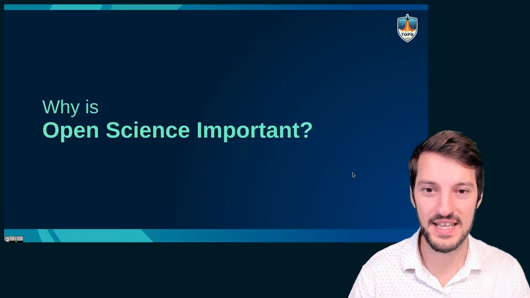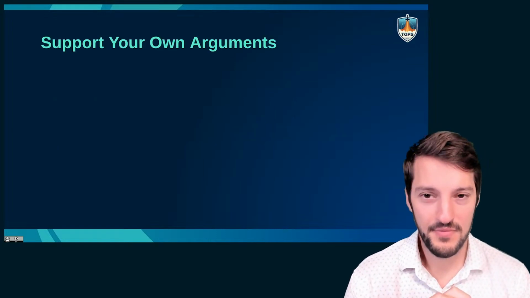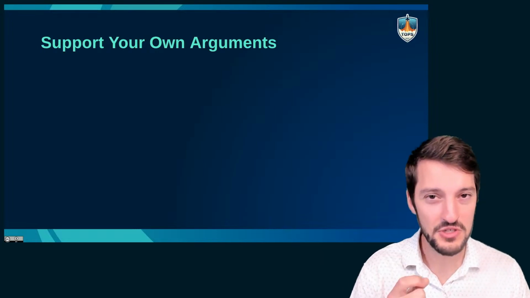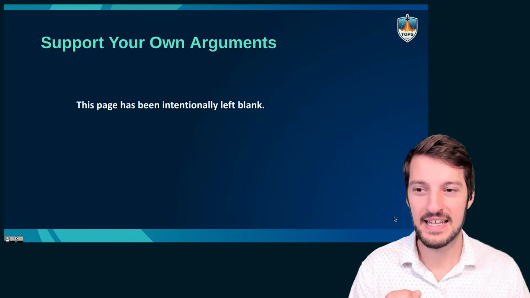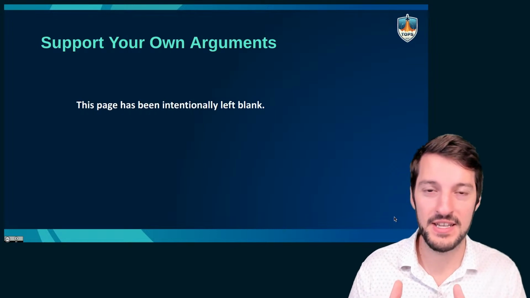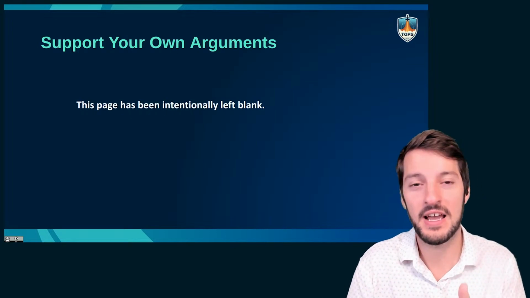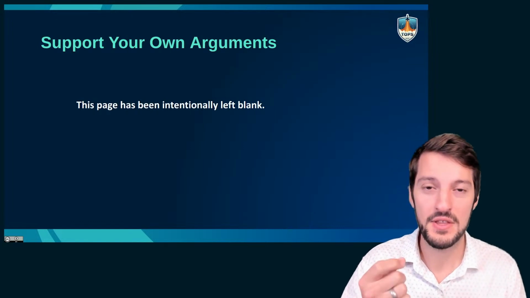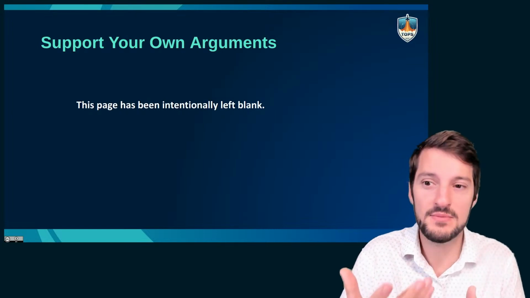Why is open science important? Well, the first reason why open science is important is you should support your own arguments. And in fact, I think this point stands on its own. If you have ever been in a discussion or a debate with another person and they start either resorting to sharing facts, then you're going to ask them, well, where did you get that fact? And you're going to ask them to cite their sources.